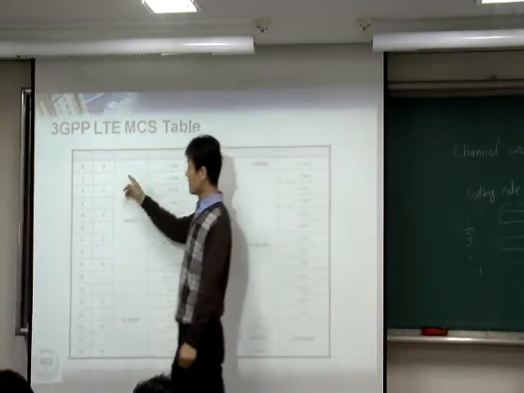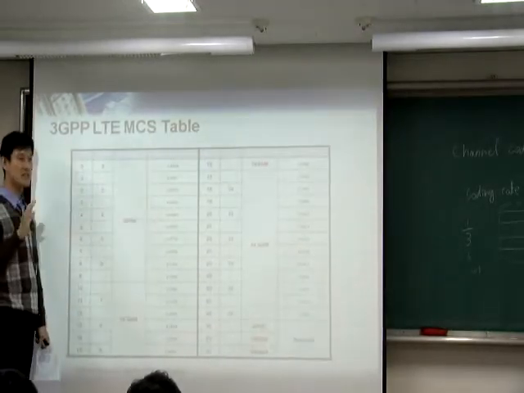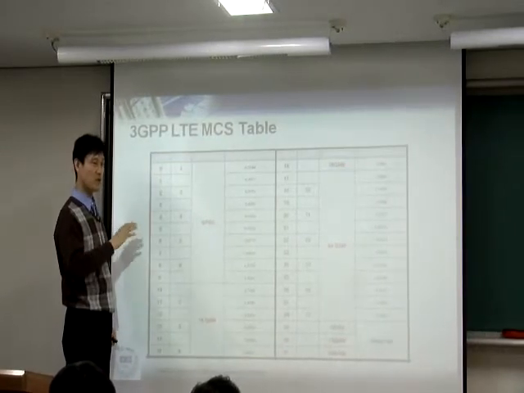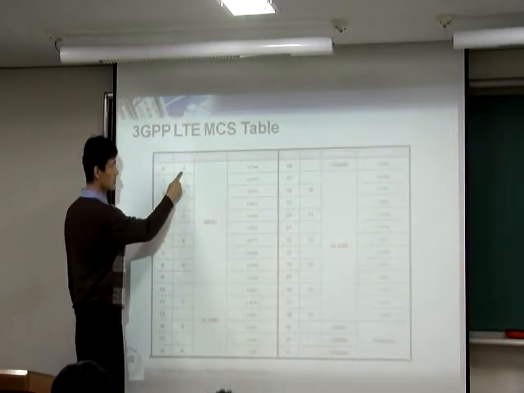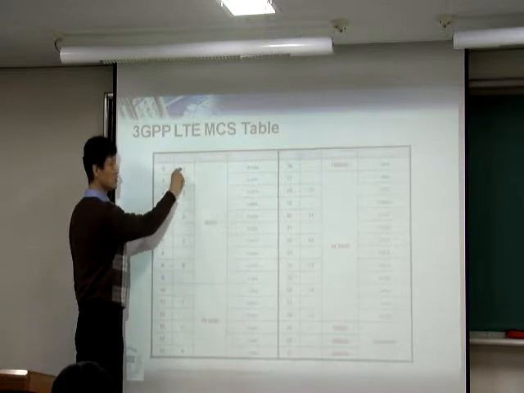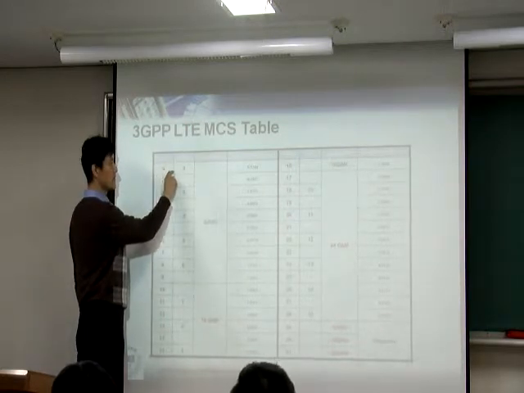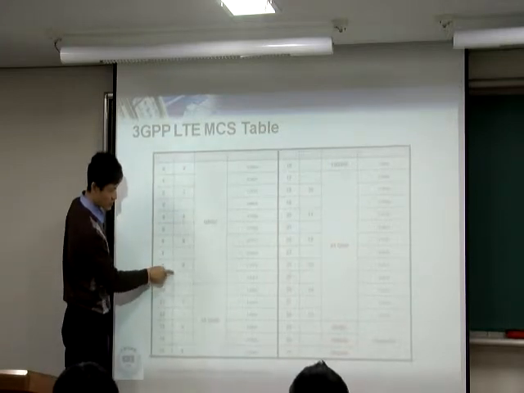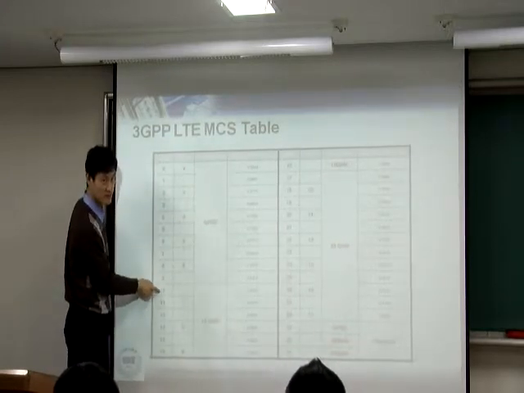Here you see that we have only 16 CQIs, but we have 32 MCSs, right? So it's not a one-to-one mapping all the time. We have CQI 2, and these two MCSs are mapped to CQI 2. For CQI 6, we have 3 different choices of MCSs.